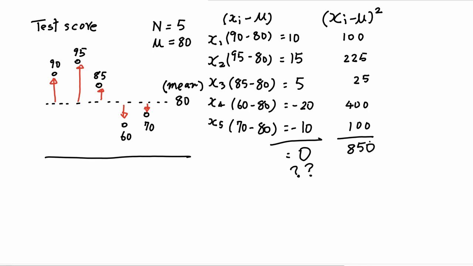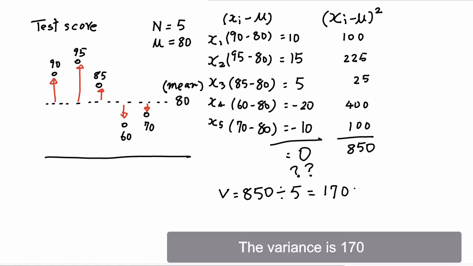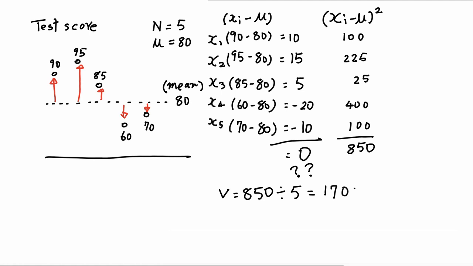Next, divide it by the number of data points in the population. We have 5 students or 5 test scores in this population, so 850 divided by 5, which gives us 170. Okay, so now we know the variance of this population is 170.